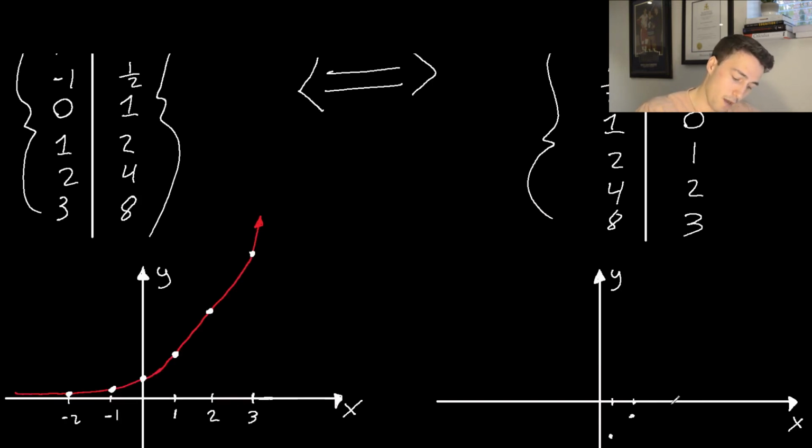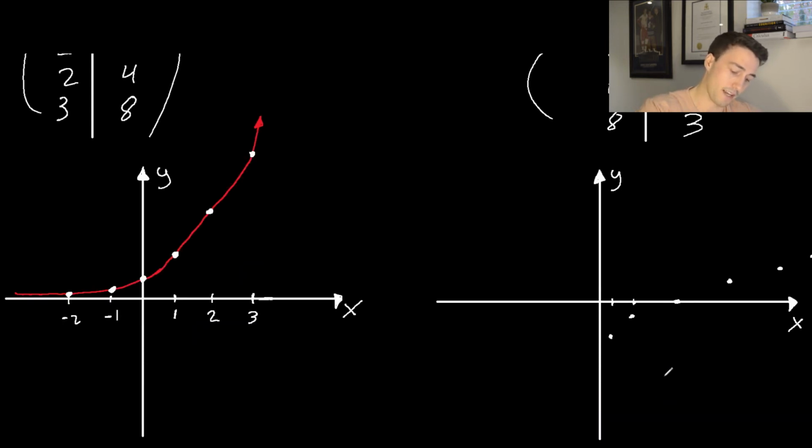Then we have 1, 0, so let's say that's here. And then we have 2, 1, so that's like right here, and 4, 2, probably right here, and then 8, 3, that'll be kind of off the page over here. So now if I connect this line, what this new inverse of this exponential function, or the logarithmic function, is going to look like is something like this. And it's going to go on and on forever.